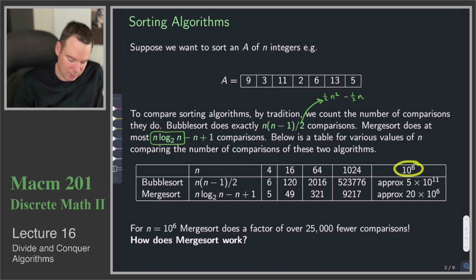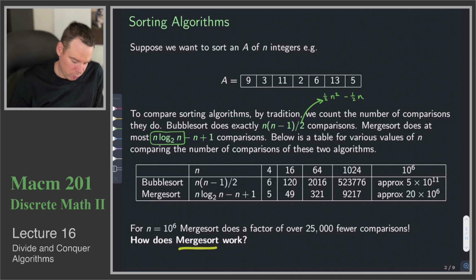For an array of length 10 to the 6, bubble sort does approximately 5 times 10 to the 11 comparisons, whereas merge sort does 20 times 10 to the 6. So merge sort does a factor of over 25,000 fewer comparisons. So merge sort is a lot quicker on longer arrays.